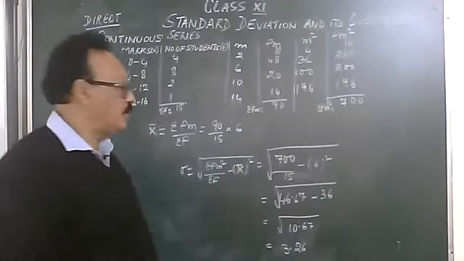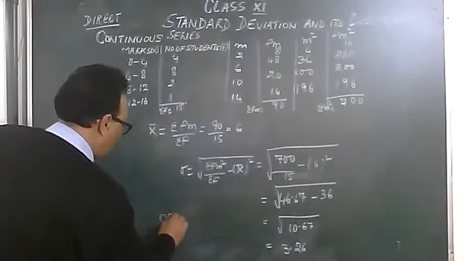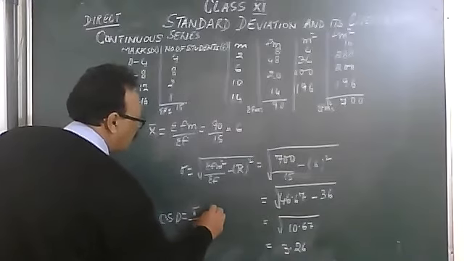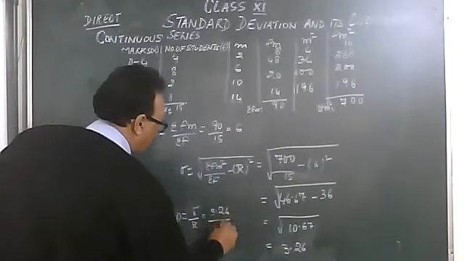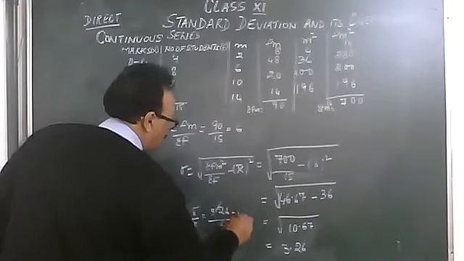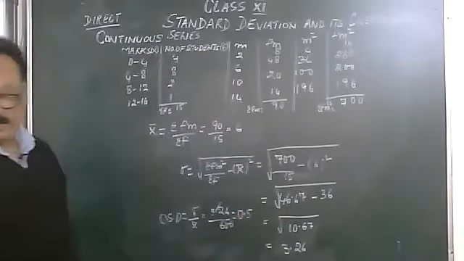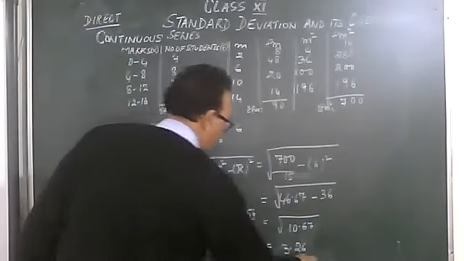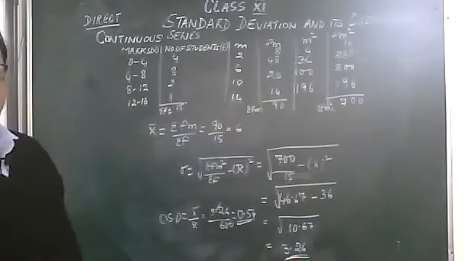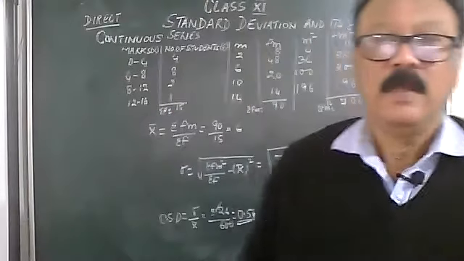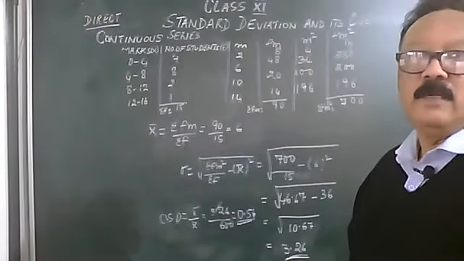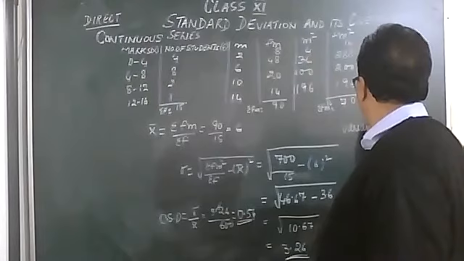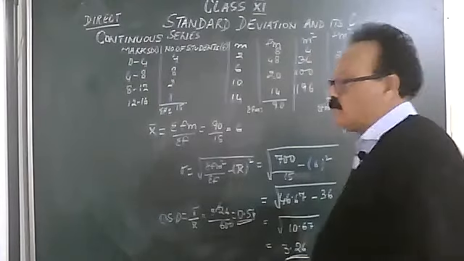The rest is the same, children. Coefficient of standard deviation is equal to standard deviation upon mean. Standard deviation is 3.26 upon 6. Remove the two zeros, 0.54. And if you are asked to calculate the variance, then the variance formula is the square of the standard deviation. Variance is equal to standard deviation squared.